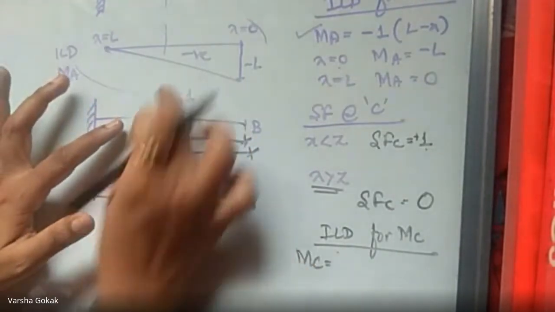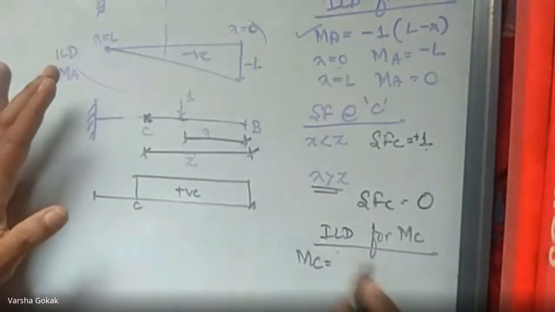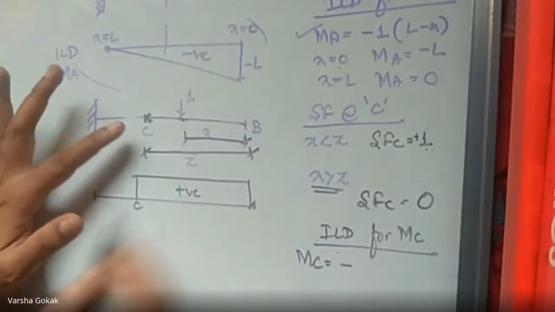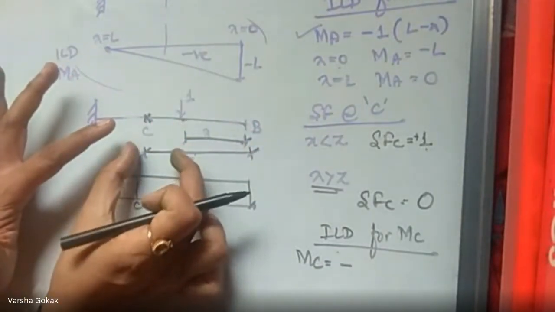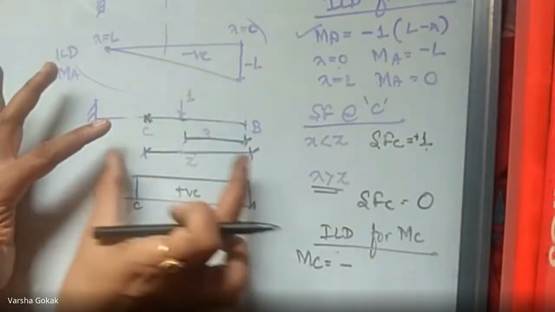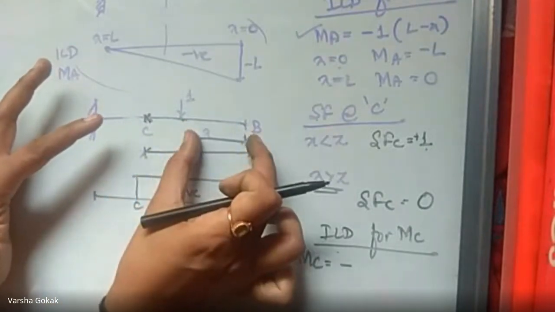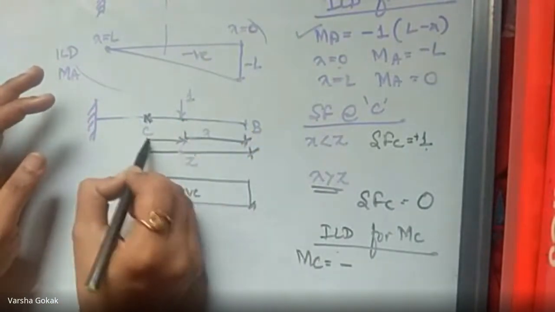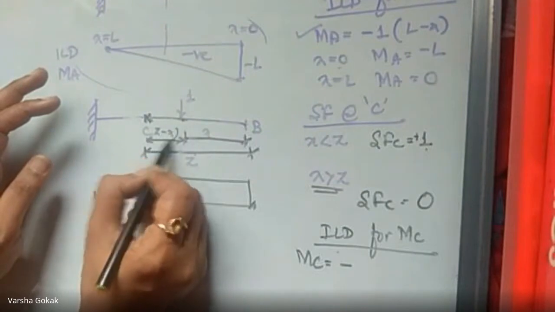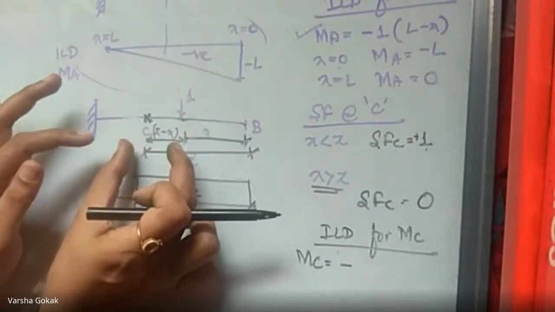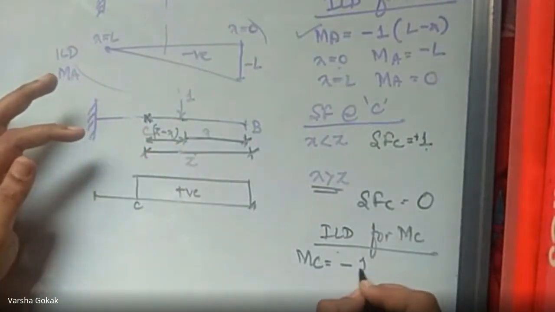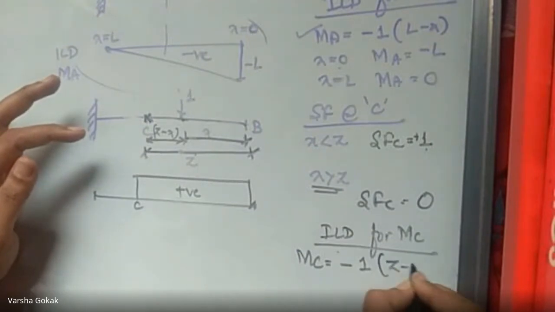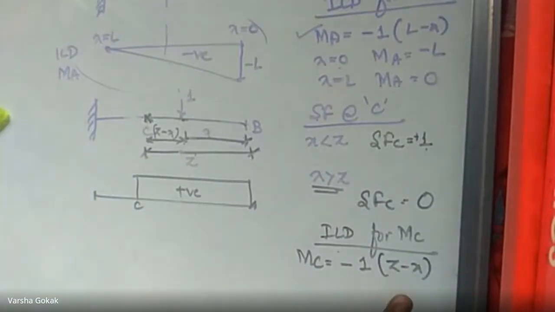It is going to be 1 into this distance. First of all, it is going to hog, so minus will come. Then it is going to be 1 into this distance. What is this distance? X, Z minus X. This remaining distance is going to be Z minus X. That is 1 into Z minus X. So minus of 1 into Z minus X is your equation for moment at C.